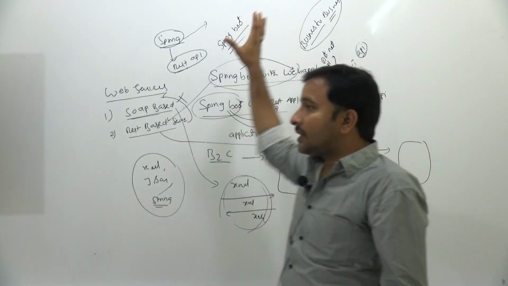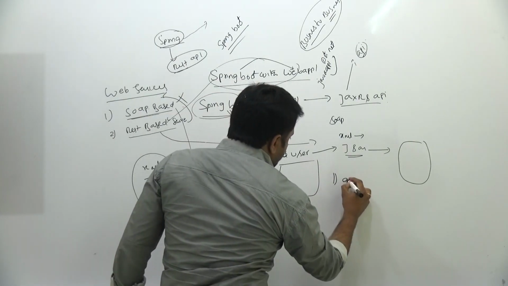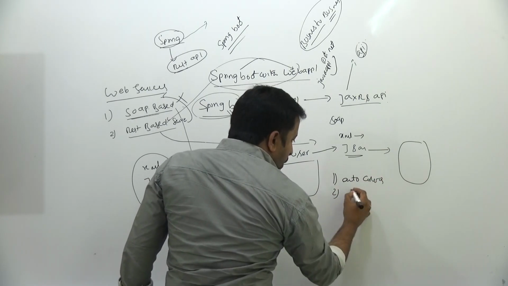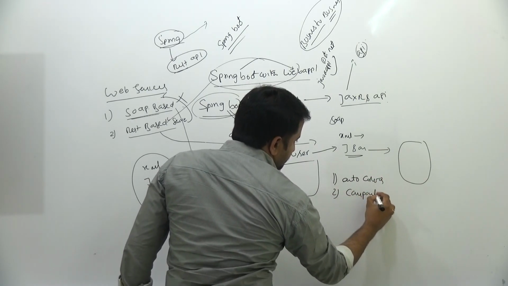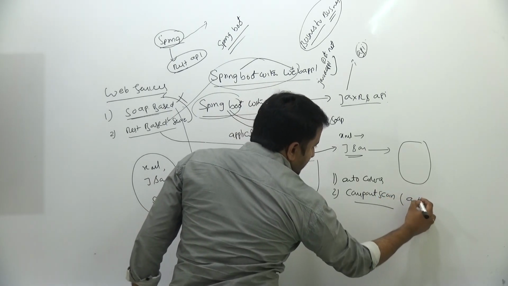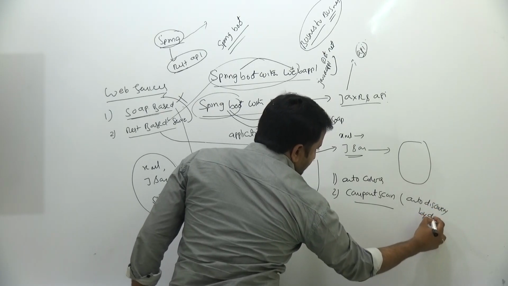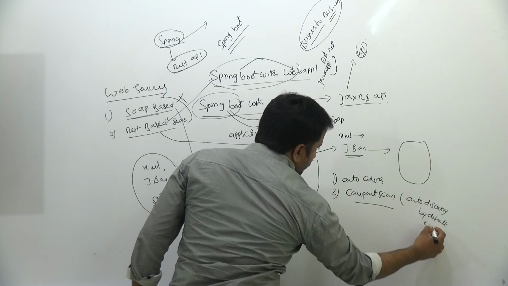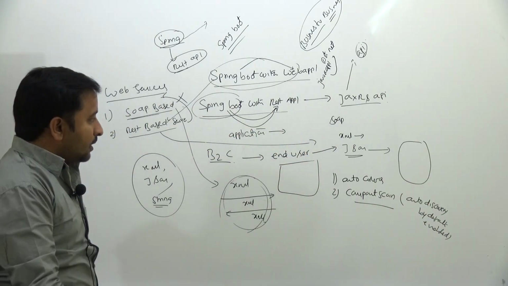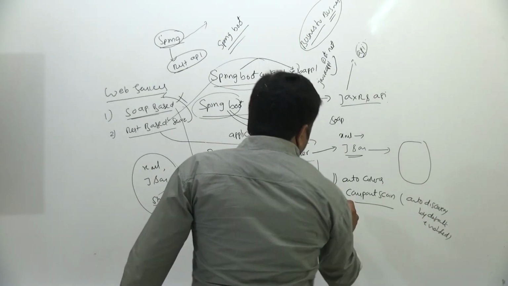Already we have seen the advantages. The first one is auto configuration. The second one is component scan, and the advantage of component scan is that auto discovery is enabled by default. So we need not enable auto discovery. And auto configuration, component scan, and starters are also available. Embedded server support is there.